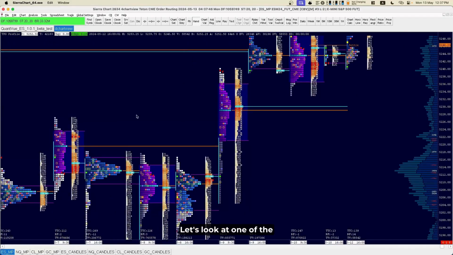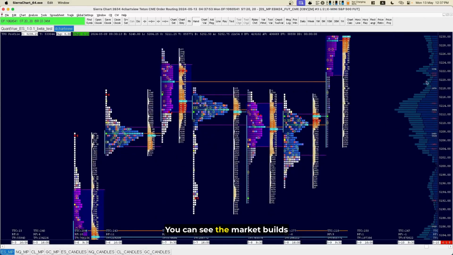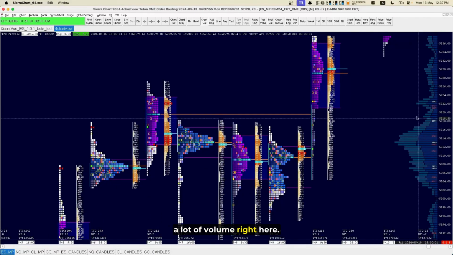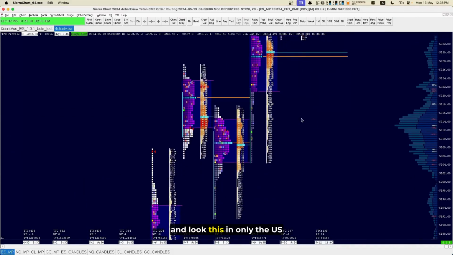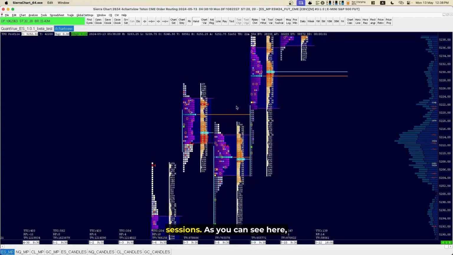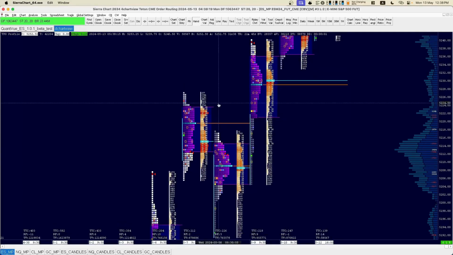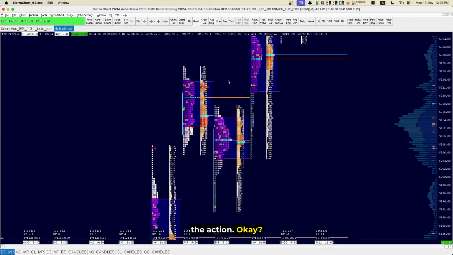Let's look at one of the recent ones. Right here you can see the market builds a lot of volume, as you can see in this area. This forms some type of balance right here. Let's remove the overnight sessions and look at only the US sessions. As you can see here, poor high right here, another poor high right here. We have no excess to finish the action, okay?